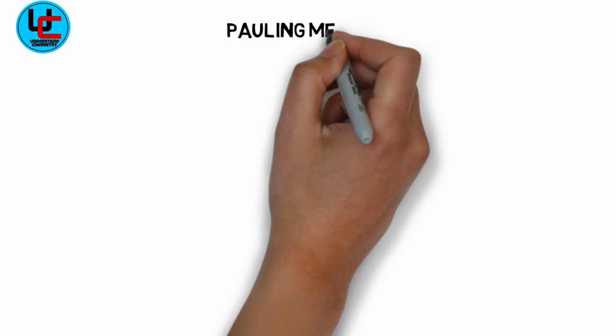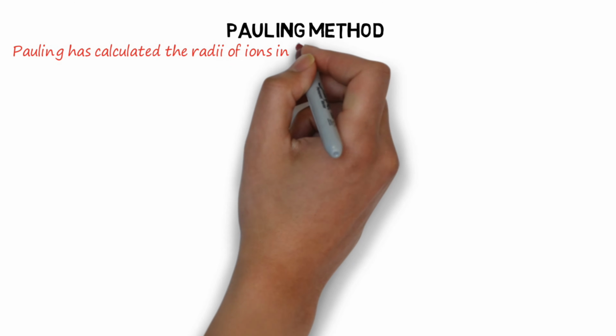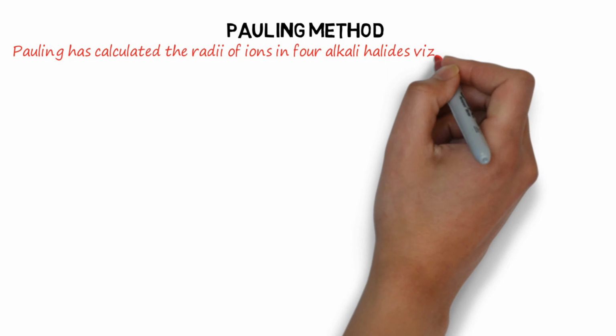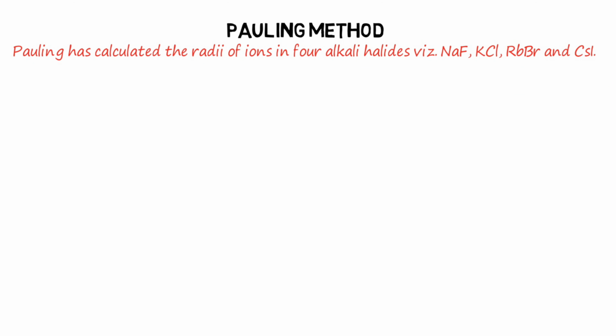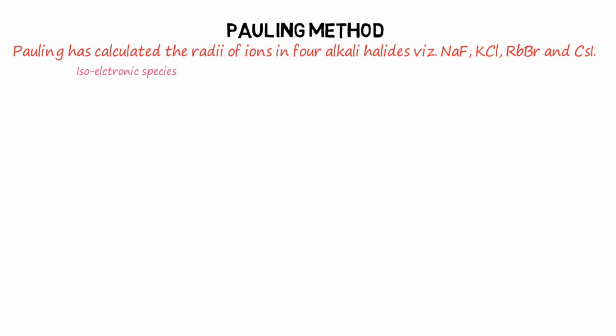Pauling's method for calculation of ionic radii is the second approach to calculate ionic radius. Pauling calculated the radii of ions in 4 alkali halides. These are sodium fluoride, potassium chloride, rubidium bromide and cesium iodide. What is common in all these compounds is that the ion pairs in each of these halides are isoelectronic. That is, they contain an equal number of electrons as shown here.